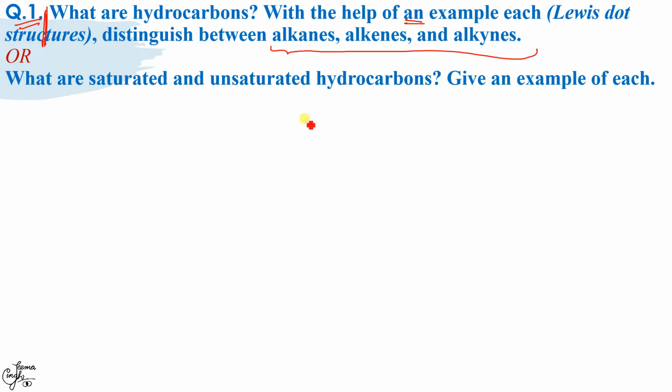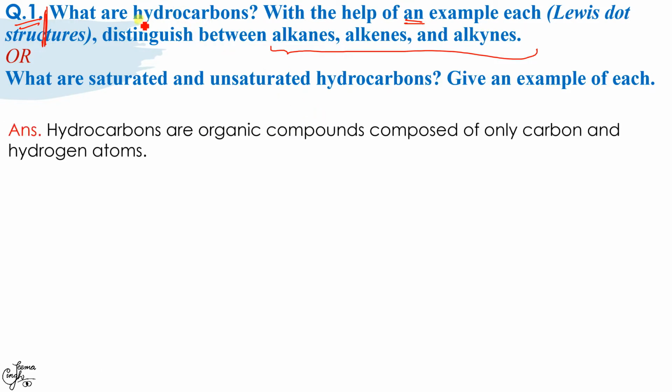The question says what are hydrocarbons? The word hydro is from hydrogen and carbons from carbon. That means they are organic compounds that are composed of only carbon and hydrogen atoms. So any compound, for example, methane, CH4, is made up exclusively of carbon and hydrogen, and therefore it is a hydrocarbon. So this part is clear.